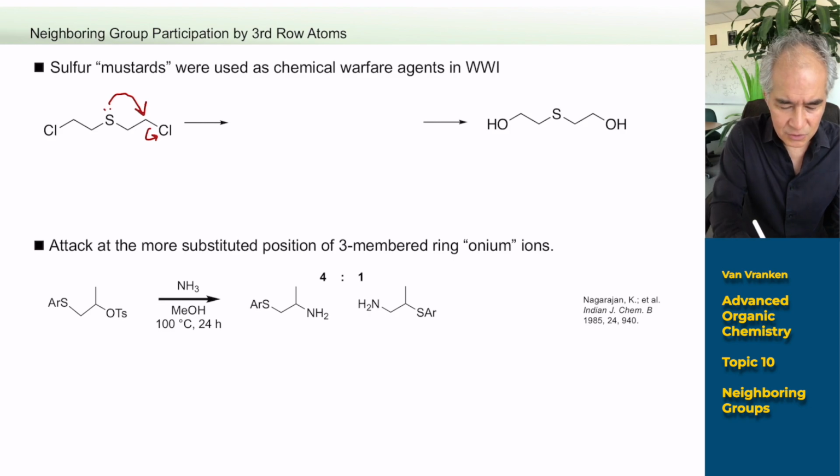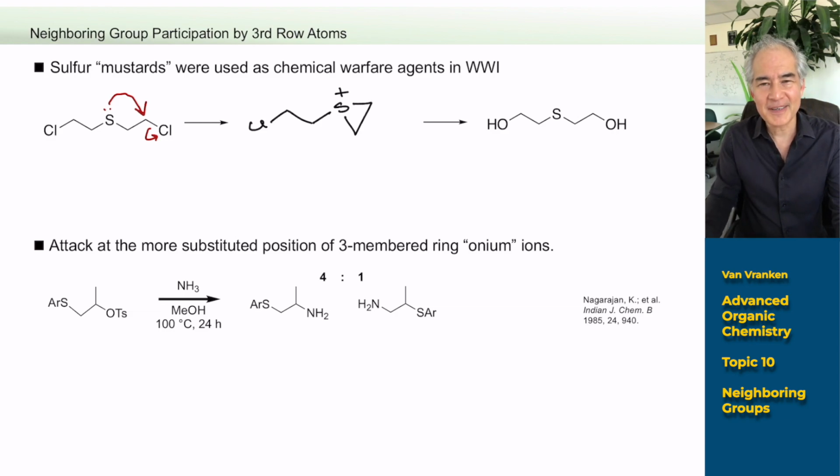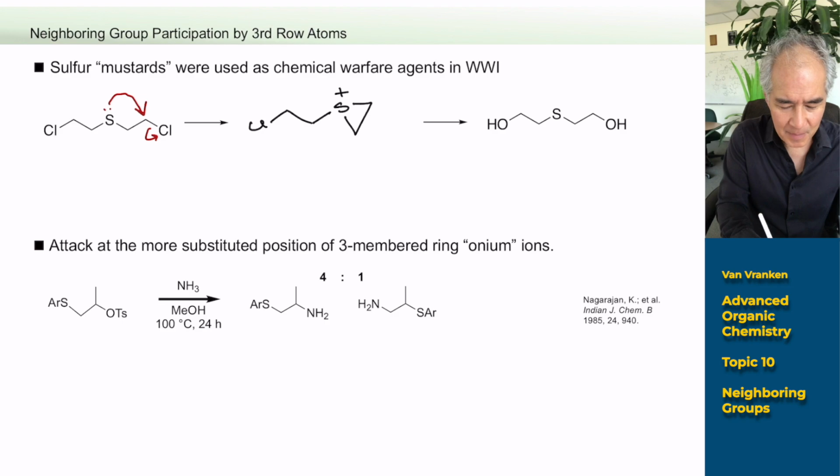And this strained three-membered ring sulfonium ion has a special name. This is called an episulfonium ion. It's kind of a dumb name, but it's kind of the same name as epoxide. A three-membered ring with sulfur is called an episulfide. But this has a positive charge on the sulfur, too many bonds, so we don't call it an episulfide, we call it an episulfonium ion.